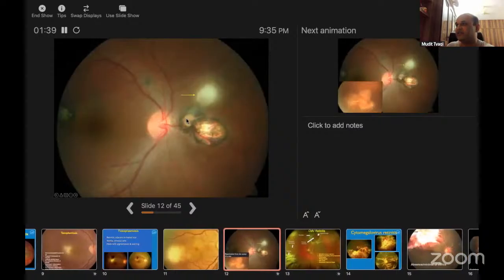Now this actually was a case which was initially thought of as a CMV retinitis by somebody else and treated elsewhere as a CMV retinitis. But if you look at it closely, you see a scar and you see a retinitis lesion adjacent to the scar.